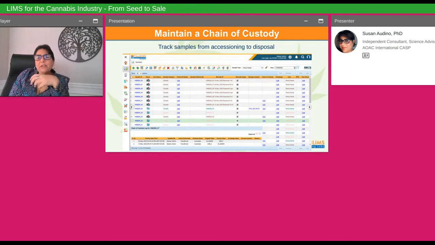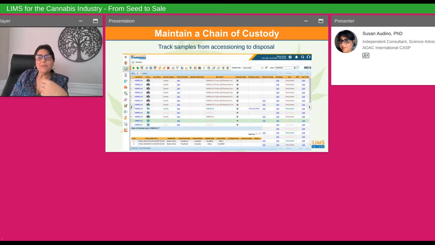Chain of custody, from sample collection to accessioning to disposal. Everything that sample has gone through needs to be accounted for. This is part of the chain of custody. Who is the customer? When did we get that sample? Did we go and pick it up?